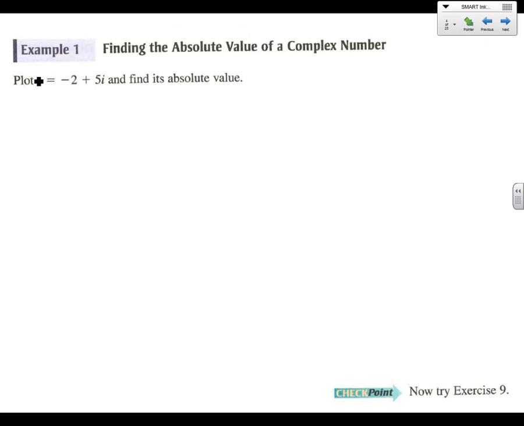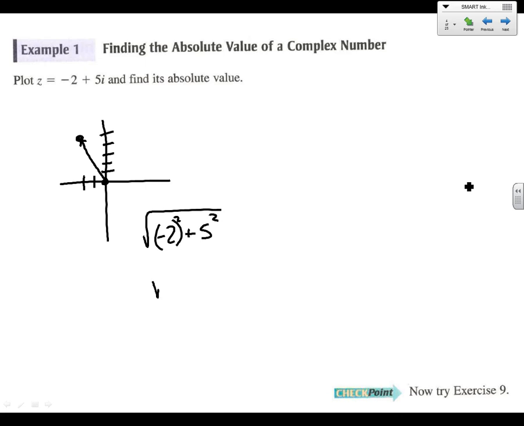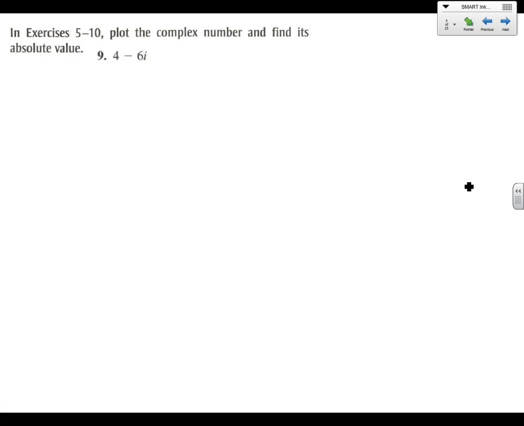Plot z, and we use z instead of v. v for vectors, z for the complex numbers when we're graphing it. So first things first, let's plot this. -2 will go left 2, and 5i will go up 5, and there we go. And we're going to go from there to there, starting at the origin, and then we'll just find its absolute value by using the distance formula. So -2 squared plus 5 squared, and we get 4 plus 25 is root 29. So the absolute value is root 29, and that's the look of the plot. All right, so just that easy on exercise 9.